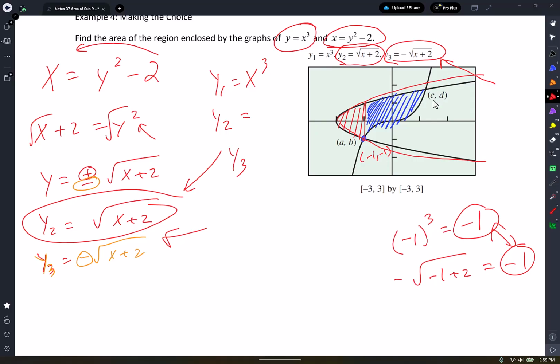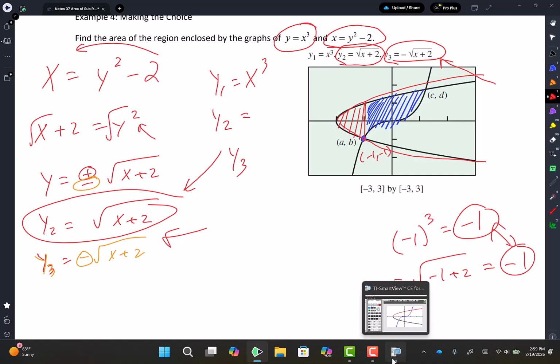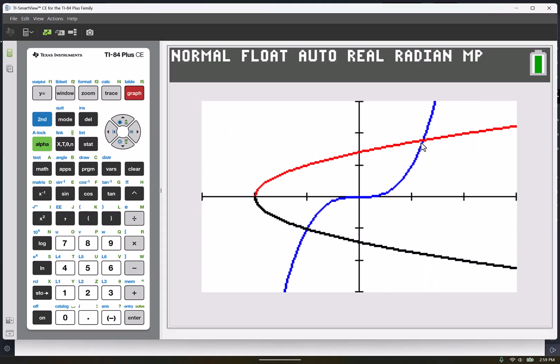Okay. The one that is not a 1 is letter C. Notice letter C is a little bit past it. Do you guys see that? So I'm going to tell my calculator to give me that intersection right there. I'm going to need it.